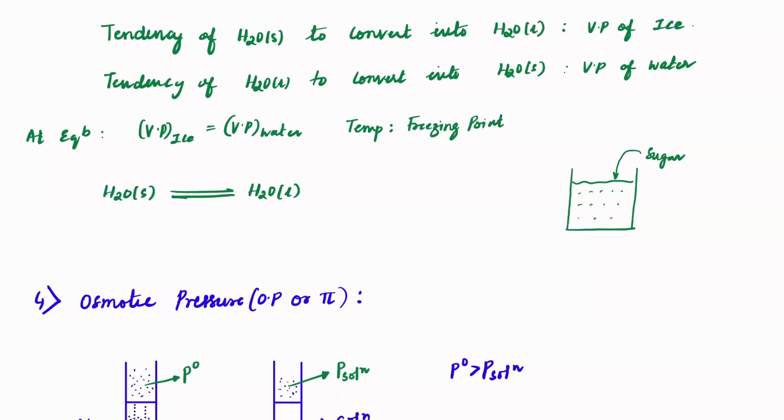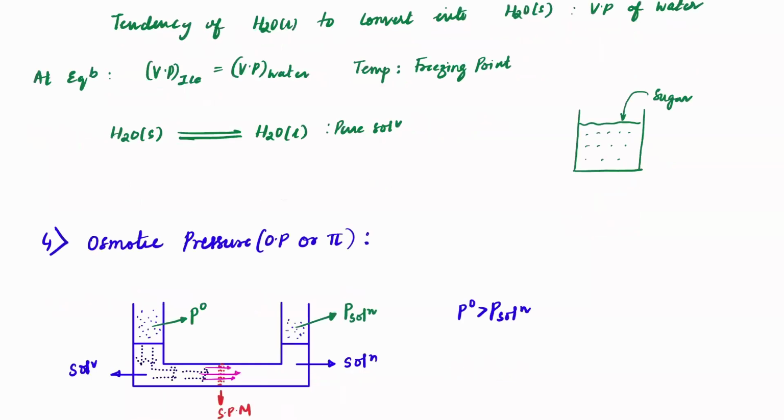But now this is for pure solvent. For pure solvent, this is what you will search. But for solution, you will search like this. H2O solid is in equilibrium with solution in liquid. This is for sugar solution, everybody. Got it? Now, what is the difference between these two?